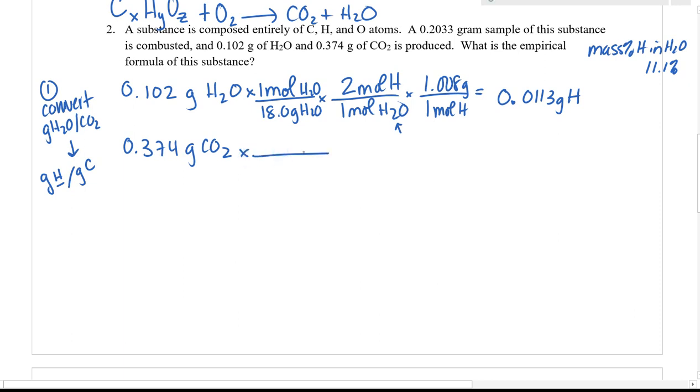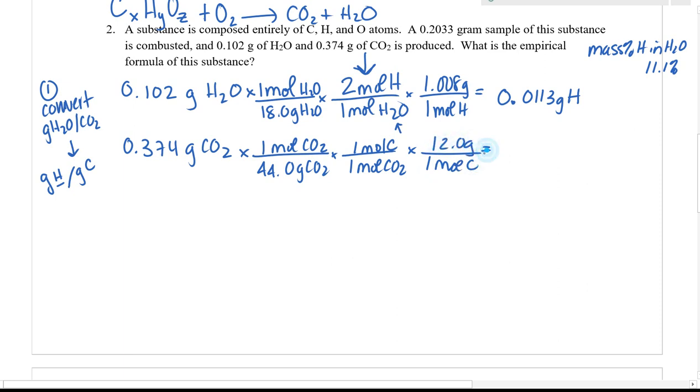So do the same thing with your CO2. You can convert grams to moles using the molar mass. If you look at the formula, every 1 CO2 contains 1 mole of carbon. This is a really key step right here, this mole ratio, okay? Knowing that there's 2 hydrogens for every water, but only 1 carbon for every 1 CO2, that's very important. And then 1 mole of carbon weighs 12 grams, so you plug that all in, and you end up with, let me check my math here, 0.102 grams of carbon.